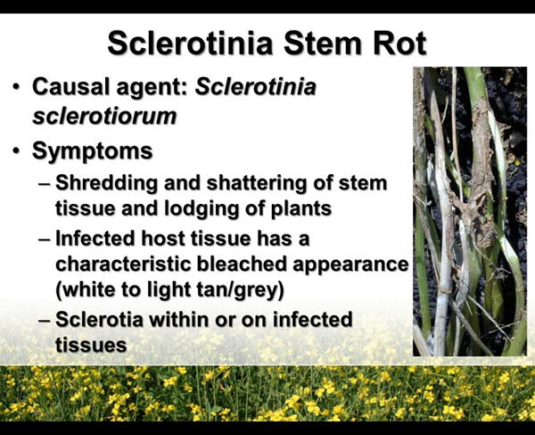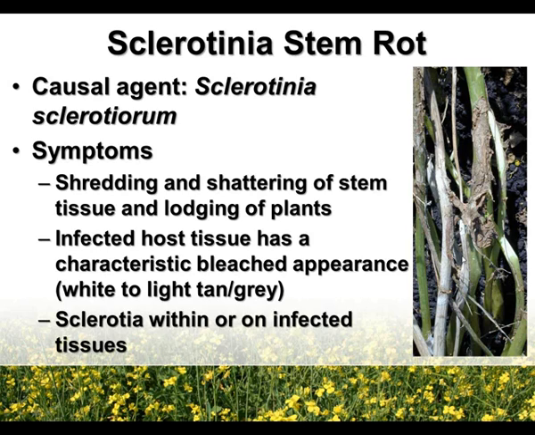Typically, you don't get this very brittle and very easily shredded and shattered stem tissue. So if you take that stem and move it back and forth in your hands, you'll see that it shreds and shatters very easily. Typically, the affected tissue has this bleached appearance, which can range in color from a whitish to maybe even a light tan or a light grayish color in appearance.